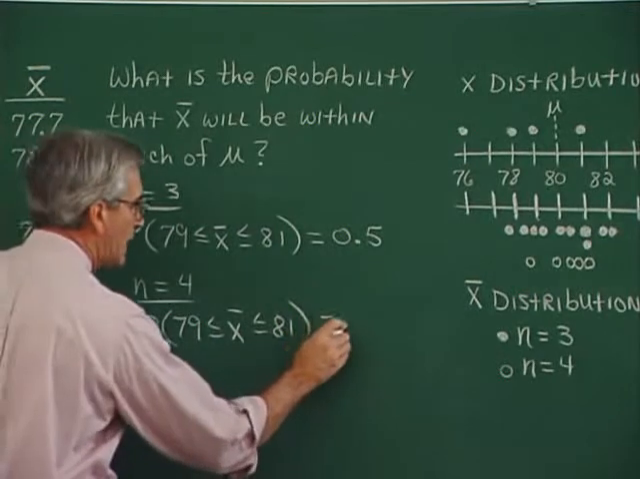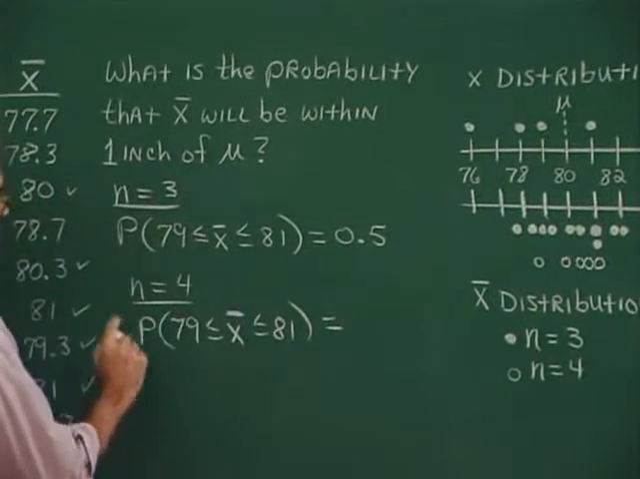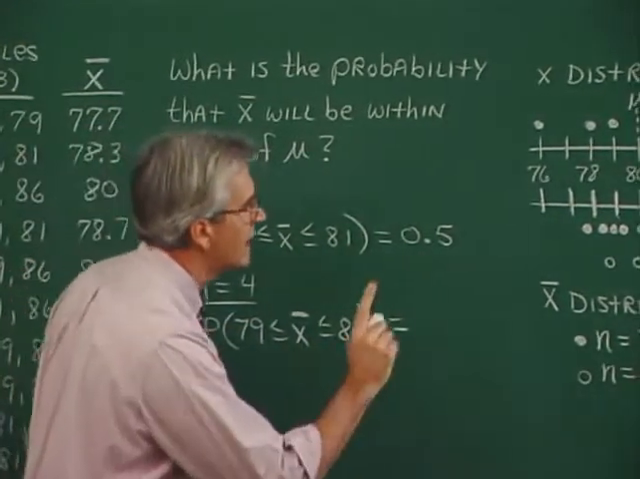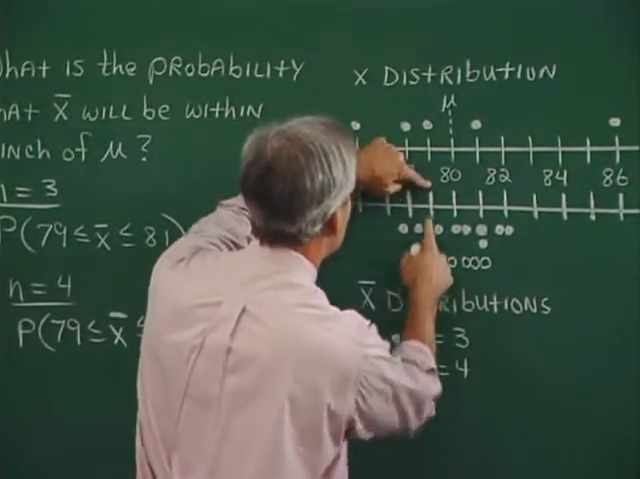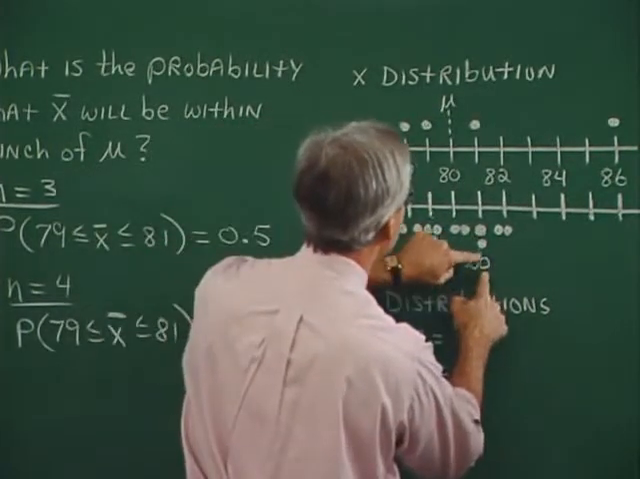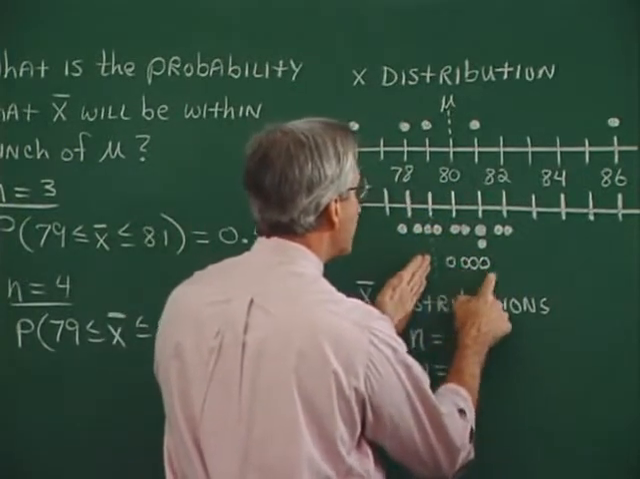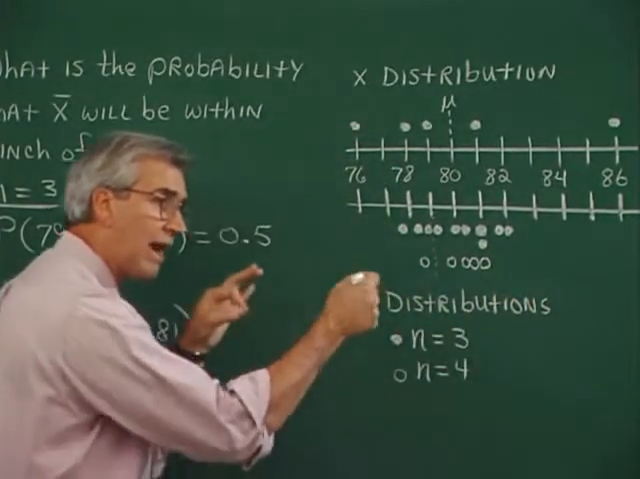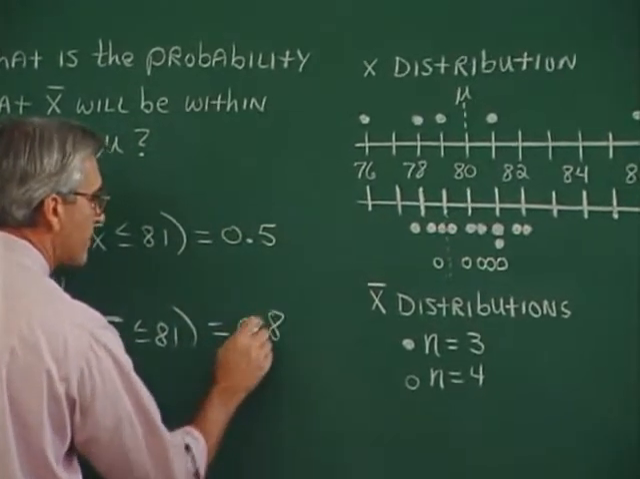All right, let's go over here and calculate. We're looking for values of the X bar in this sample size 4 distribution, values that are between 79 and 81 inclusive. And over here, let's see. Here's 79, and I'll just extend this down a little bit. So all of these values, and including this one, it turns out that this is exactly 81, this last one over here. So all 4 of these out of the 5 are within that range. And if 4 out of 5, gee, that's 8 out of 10, so the probability is this.